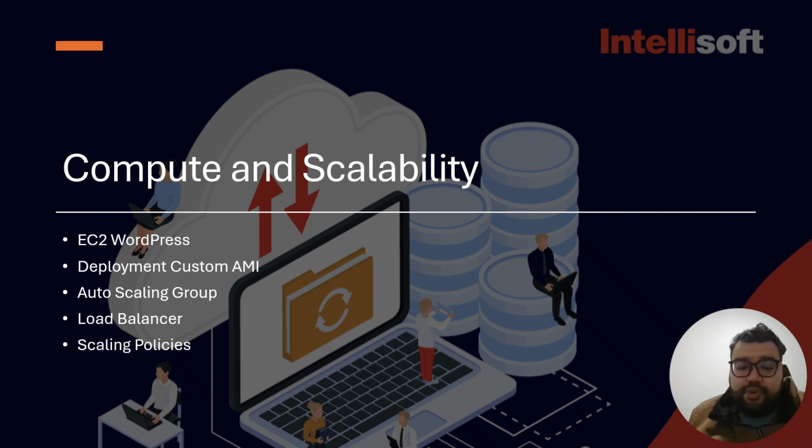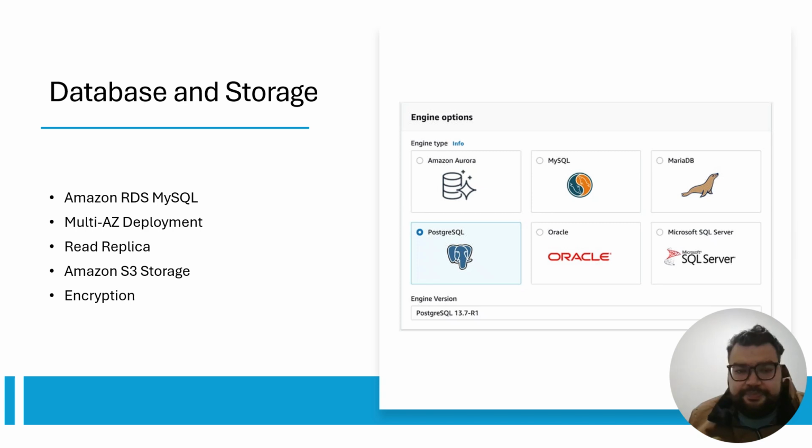WordPress was deployed on Amazon EC2 instances using a custom AMI. An auto-scaling group was configured to automatically replace failed instances and dynamically scale resources based on workload demand. The application load balancer distributed traffic across multiple EC2 instances to improve availability, scalability, and user experience.